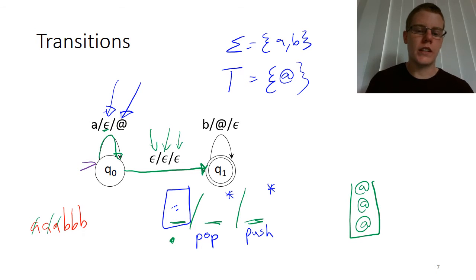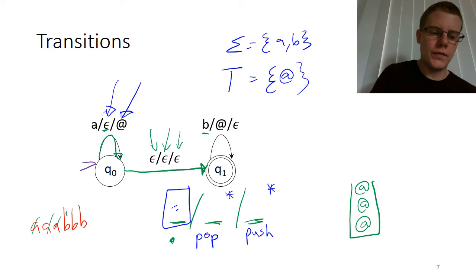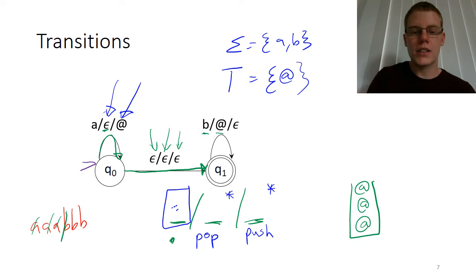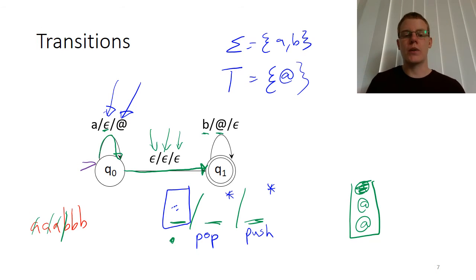Then we're over in the accepting state Q1, and we start transitioning here only when we can see B's. So upon seeing a B, we must also see an at at the top of the stack, otherwise this transition cannot be taken, and when we do, we will pop the at off of the stack. So now we're left with a stack with two ats.